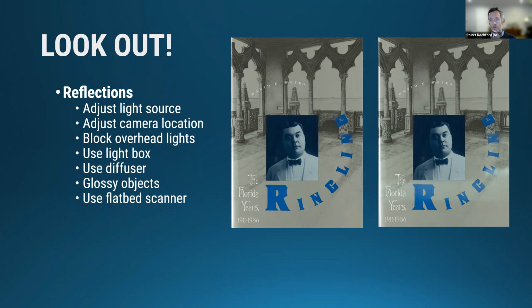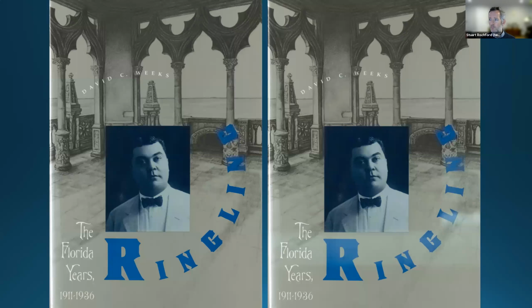Or if worse comes to worse, and if you have an object that's small enough, you can use a flatbed scanner, and that should get rid of all reflections. And here's just a zoomed in version. Subtle reflections on the right, nice and clear on the left.